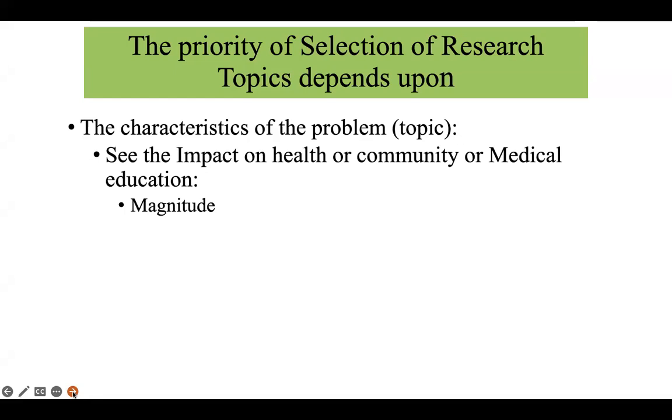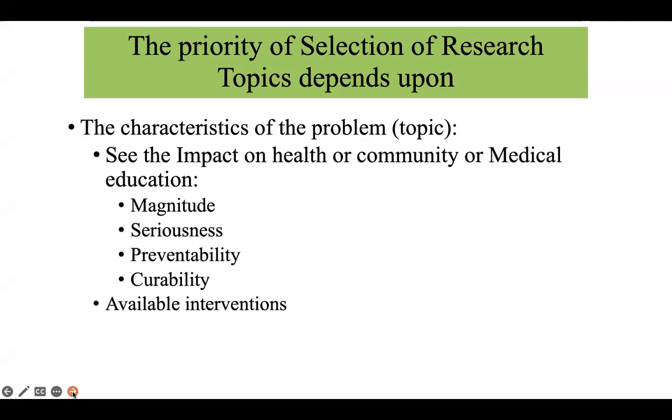Okay, what is the magnitude? What is the seriousness of your research topic? What is the magnitude that you want to do the research on? What is the preventability of this topic? What is the curability of this one? What are the available interventions and the proposed solution that you have? So these are the important fundamentals for selection of research topics.